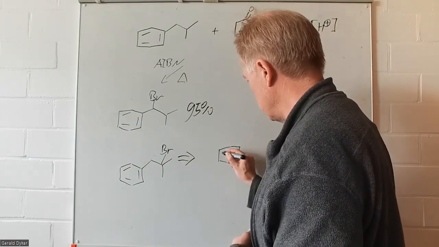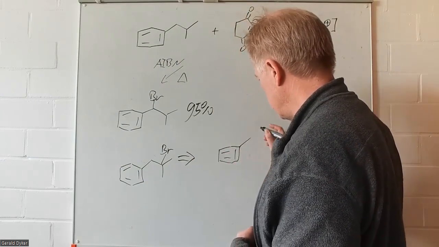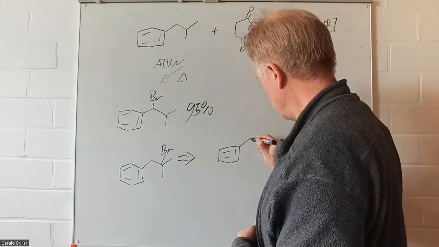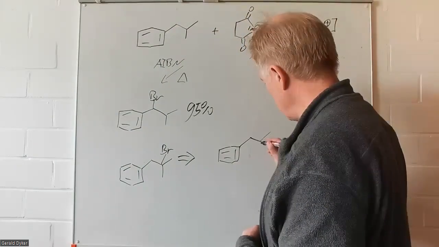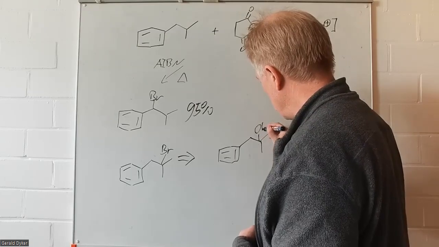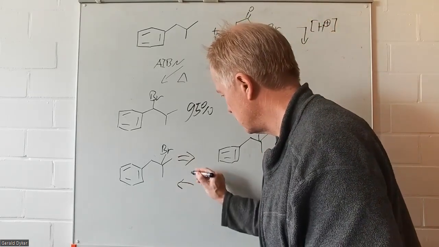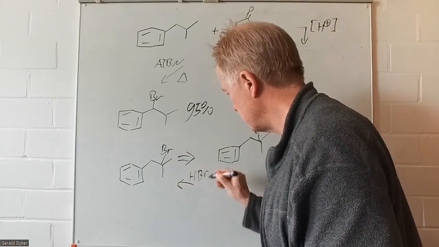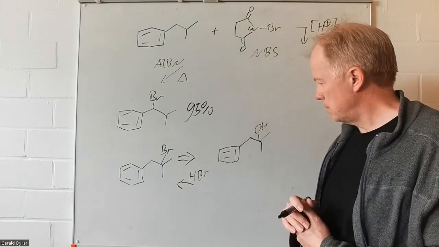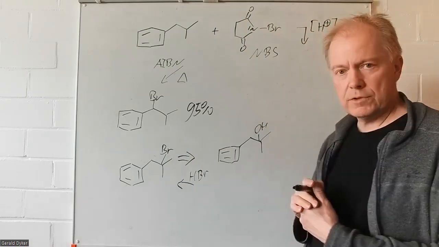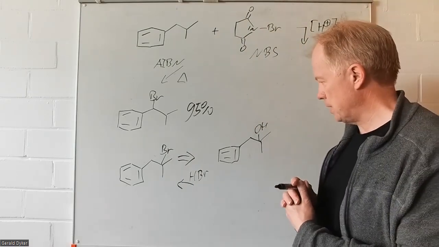Rather simple is the functional group interconversion from the alcohol to the bromide, simply with adding HBr. But how can we synthesize this tertiary alcohol?